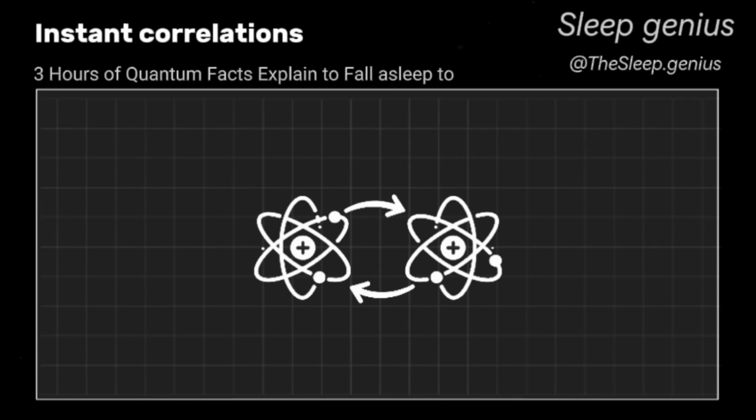This challenges the classical concept of locality, the idea that objects are only influenced by their immediate surroundings. It also pushes the boundaries of causality, which has been one of the cornerstones of both physics and philosophy for centuries.